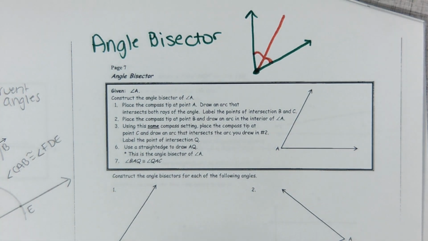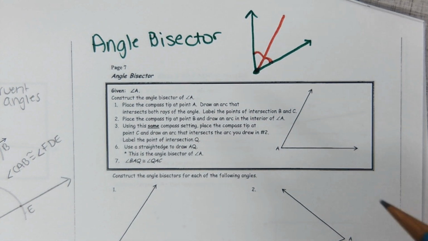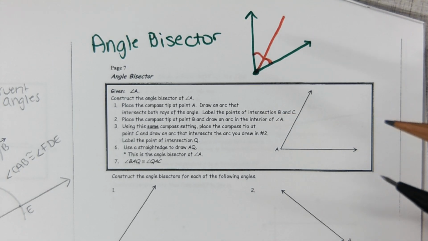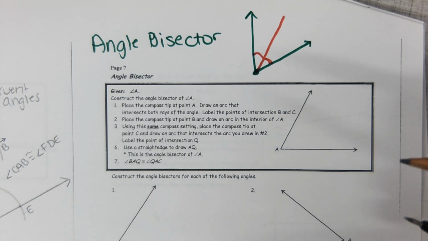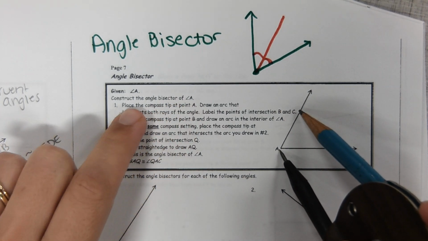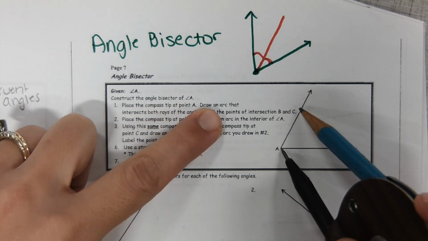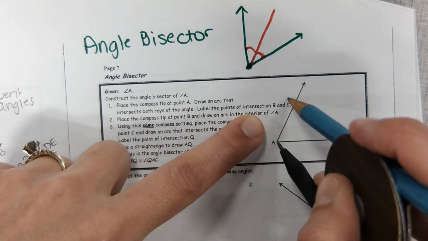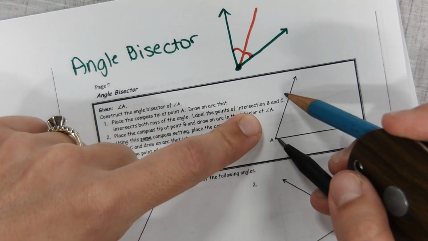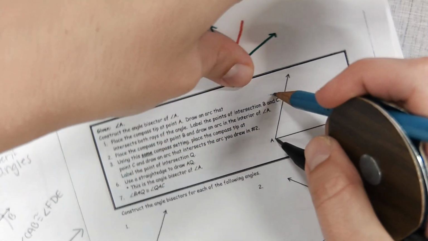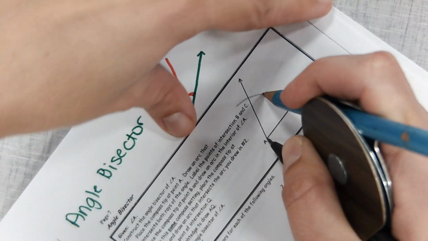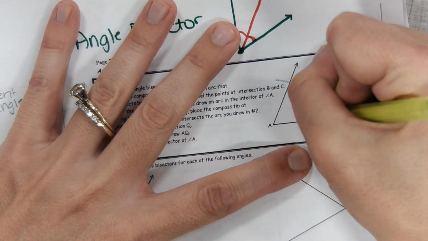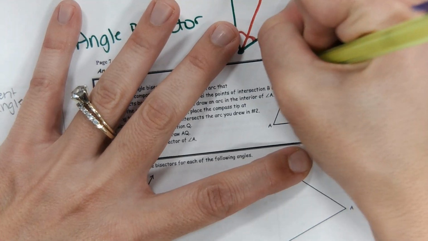So how are we going to do that? Well, we're going to follow the directions. We're going to start with the compass, so make sure you have that handy. Construct the angle bisector of angle A: place the compass tip at point A, draw an arc that intersects both rays of the angle, and label the intersections B and C. So from A, we're just going to make an arc that intersects both rays. Label the intersections B and C.